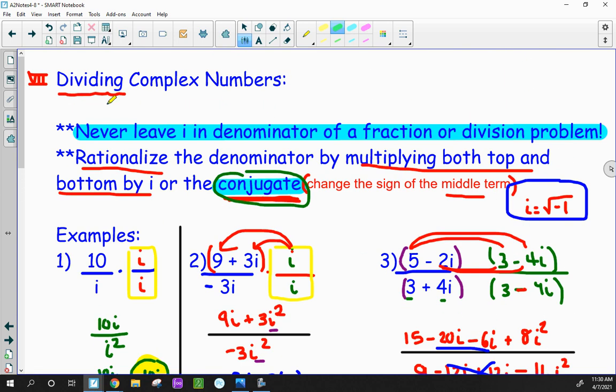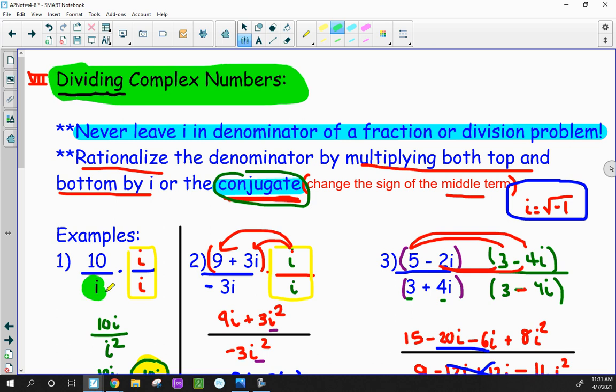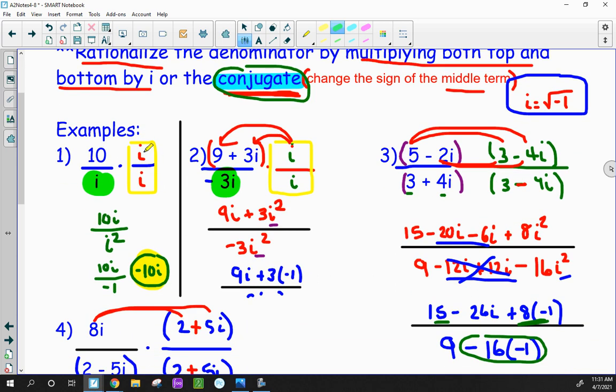Okay, so again, today's learning target was on dividing complex numbers. There's really only 2 types. You have to make sure you understand. When the denominator is one term, like questions 1 and 2, please just multiply the top and bottom by i. When your problem has 2 terms in it, please multiply by what's called the conjugate. Change the sign in the middle.